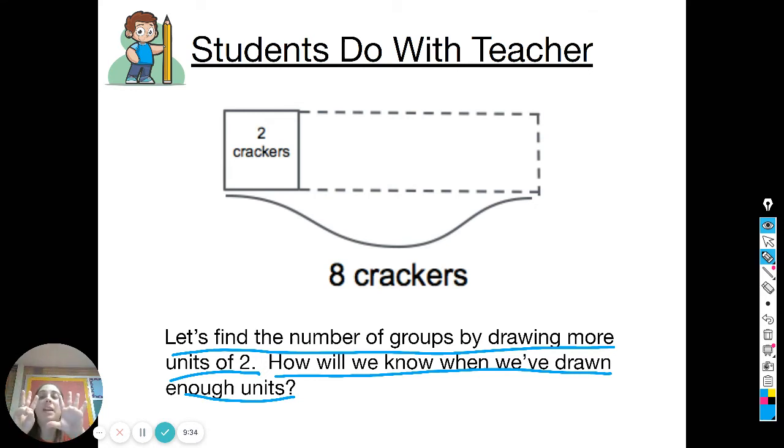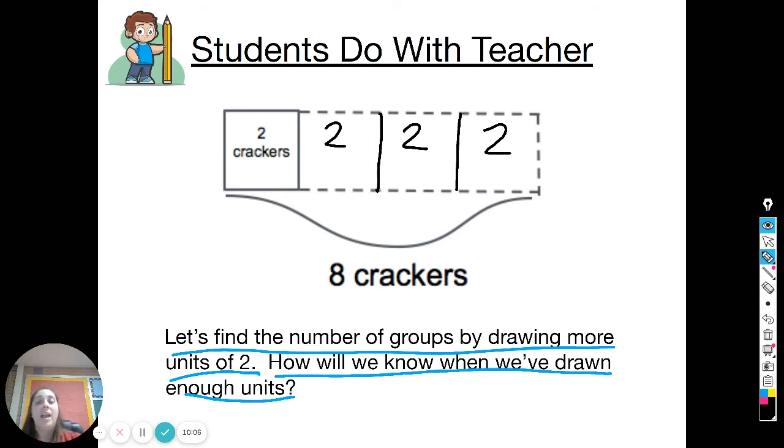8. We need to stop at 8 when we're skip counting because that's what we have total. We can't count higher than that because we don't have enough crackers. So we're going to make groups of 2 until we get to 8. So the first one we're at 2. 2 more gives us 4, 6, 8.